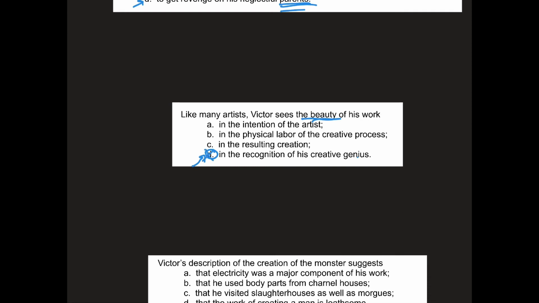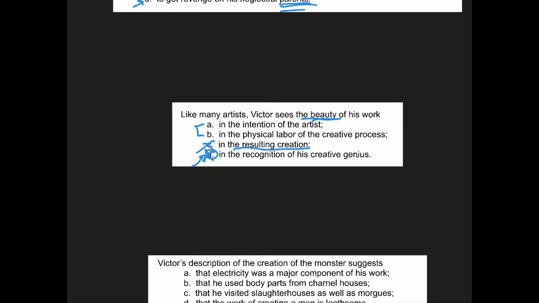Okay. The beauty of his work, remember he says, I had gathered the parts as perfections. I wanted to make this beautiful creation. And then when he does it and he looks at the end result, he sees all these beautiful pieces that he's carefully chosen from animals, from humans, from wherever. And then he finds that after he stitched them together and he steps back, he realizes how ugly what he's done is. So really, the beauty for him has to be with either A or B. It's not in the resulting creation. That's not where he finds beauty. That's certainly not where he finds it.